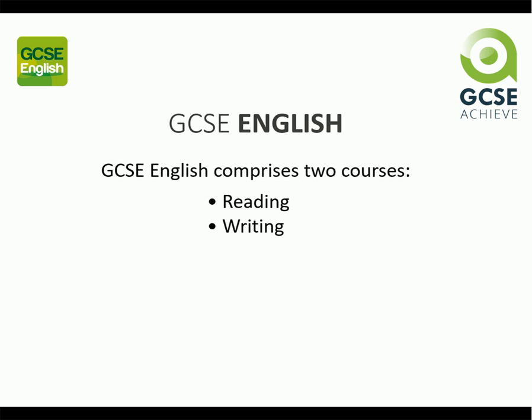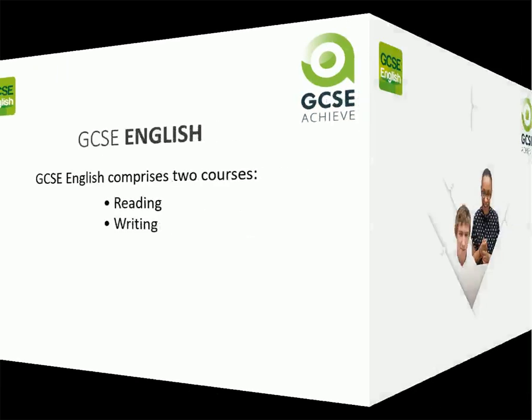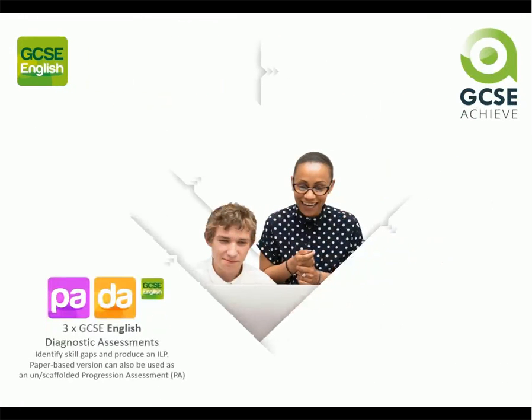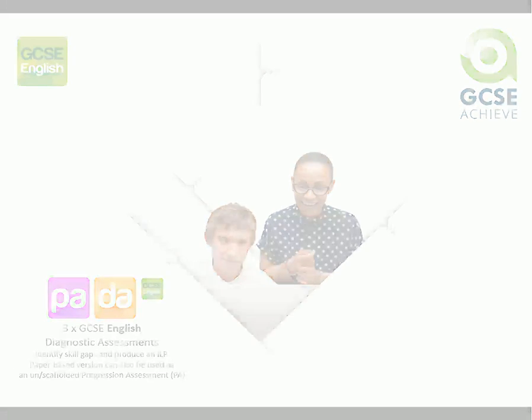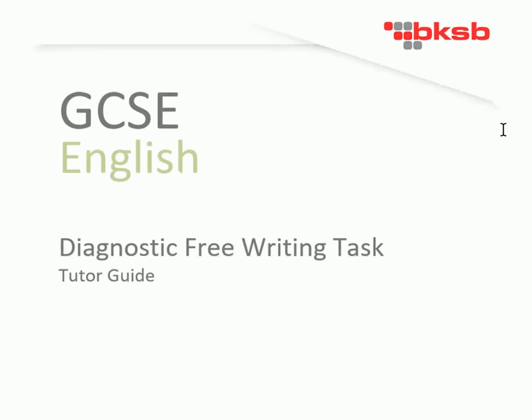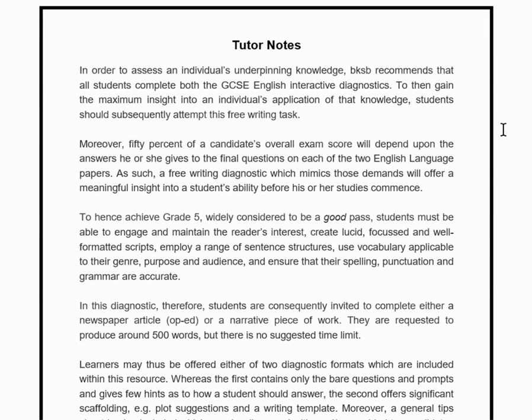In terms of English, it's ever so slightly different. Again, it's very much the same process as bksb's pioneered with functional skills, but in English we have just the 2 sections. We have reading and writing. So to begin with, a student can sit an interactive diagnostic for reading and another one for writing. They can also sit a paper-based writing diagnostic, which in addition to functioning as part of the diagnostic assessment can also be used as the English progression assessment.